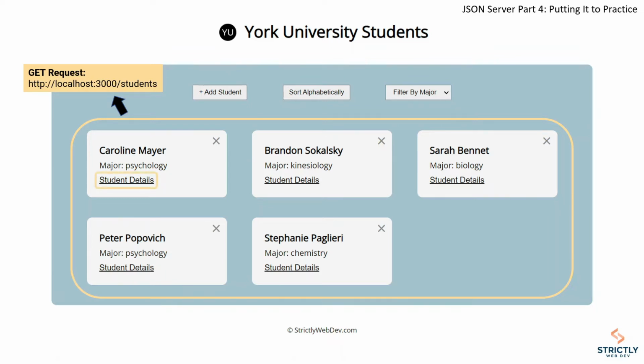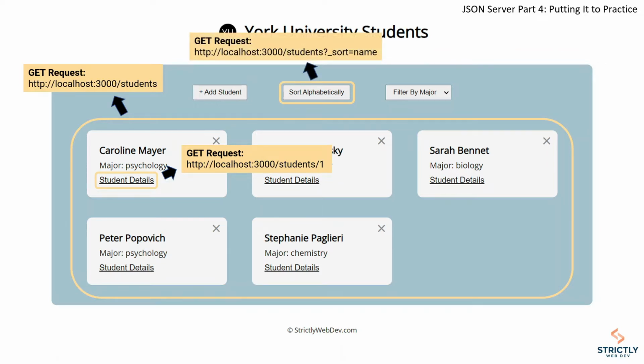To get these student details, we're going to do another GET request, this time to /students/ the ID of the student. To sort our students alphabetically, we're going to have to do another GET request to /students, and then we're going to have to enter a query string or a query parameter. To filter the students, it's also a GET request, this time with a different parameter at the end: major equals psychology, if we want to filter by psychology, for example.